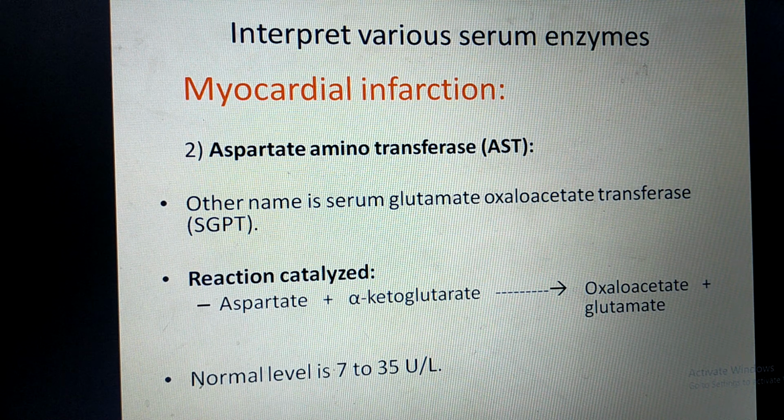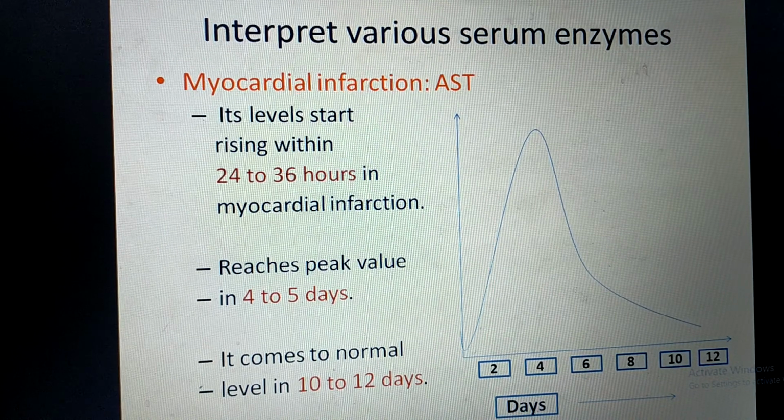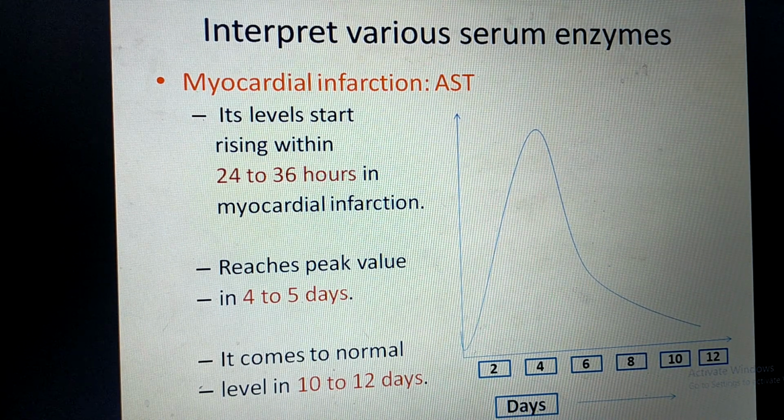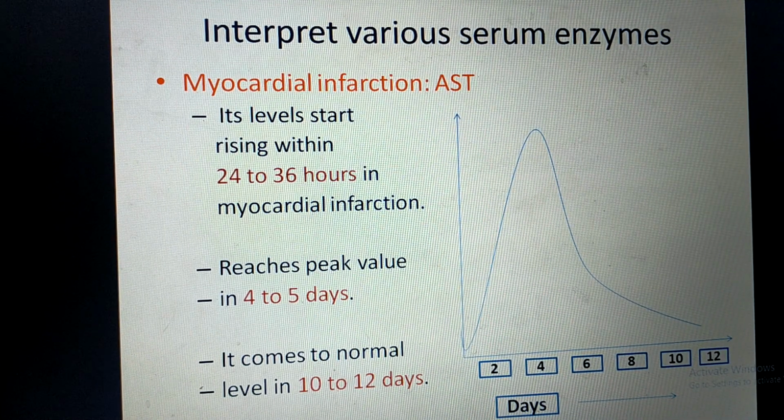The normal level of AST is 7 to 35 unit per liter. The level of AST starts rising within 24 to 36 hours of myocardial infarction, reaches the peak in 4 to 5 days and comes to normal in 10 to 12 days. So on the right side the graph shows the levels of AST. On the x-axis I have plotted time in days and y-axis indicates the level of AST.